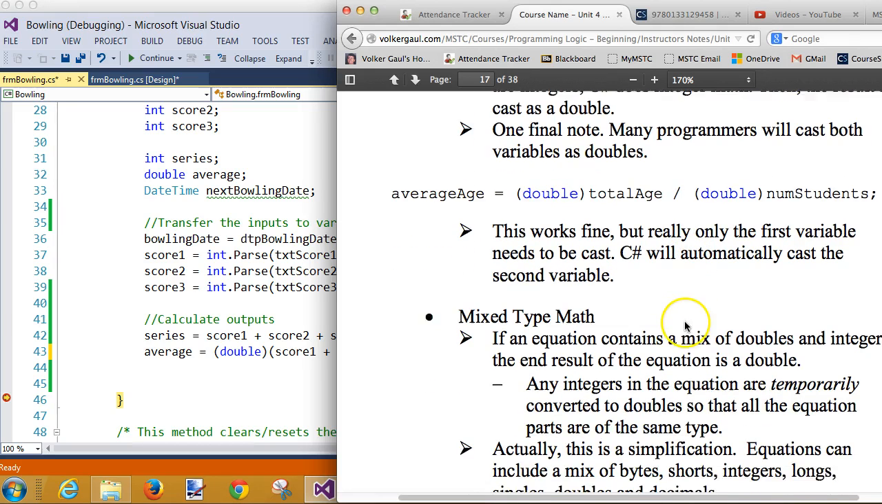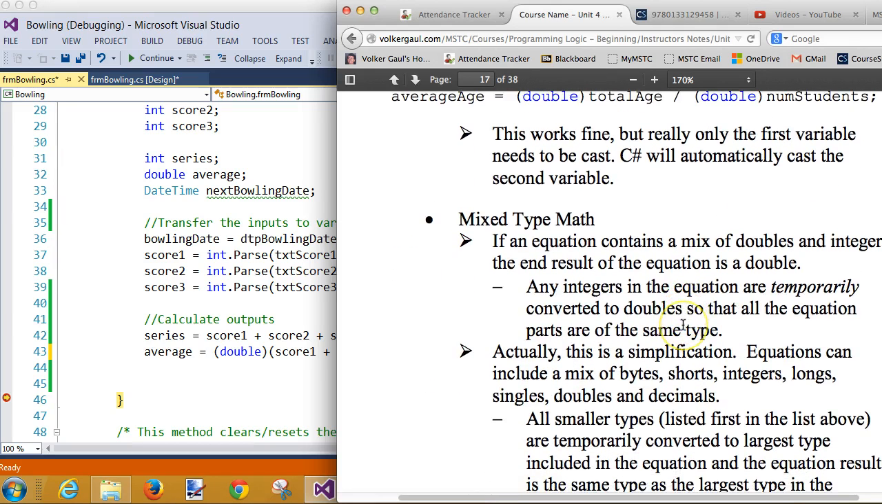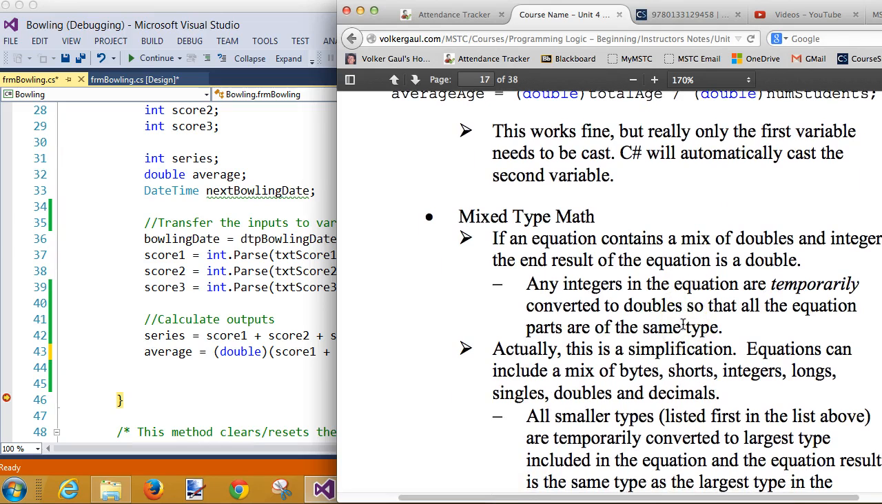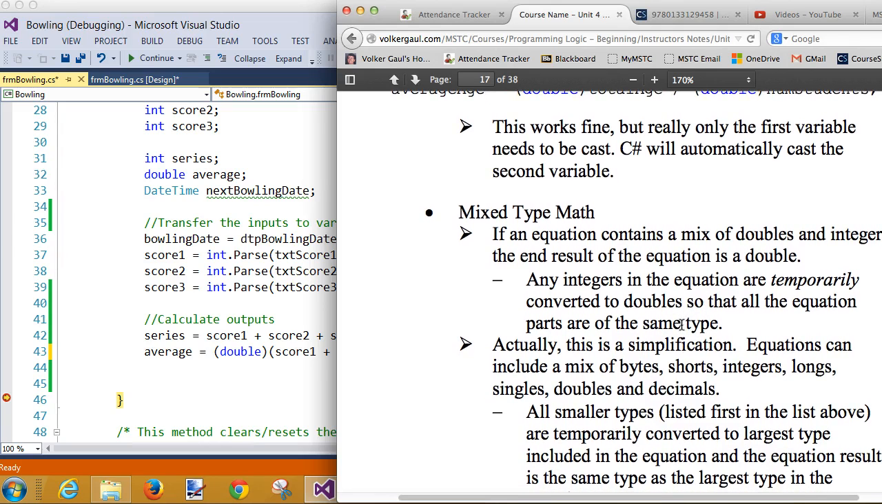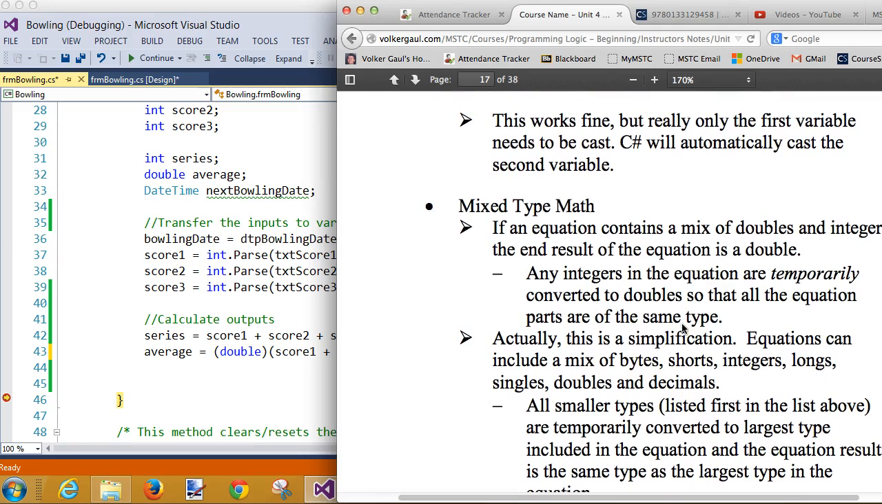Here we go, mixed type math. If an equation contains a mix of doubles and integers, C# will temporarily convert the integers to doubles. It can't take doubles and turn them into integers. Doubles take up 8 bytes. Integers only take up 4. But it's relatively easy for C# to take the 4 and turn it into 8. Just add a bunch of zeros on the end, after the decimal place, basically. And now it's got 2 doubles.